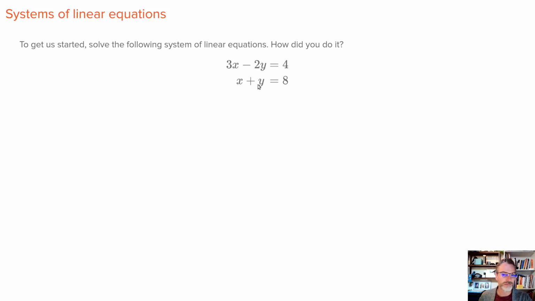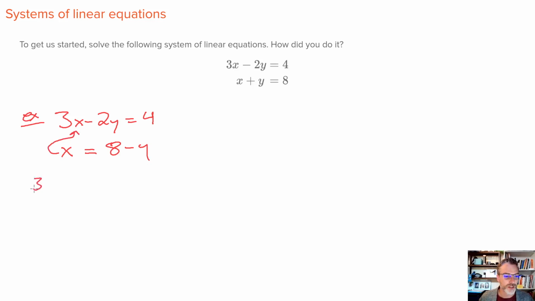Now, there's many ways you could do this. For example, we might write one of these variables in terms of the other. So I could write my system like this. I'll leave that first equation like that. But maybe I want to subtract the y from both sides. And then I could sub this in there.